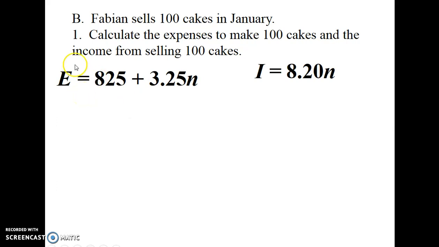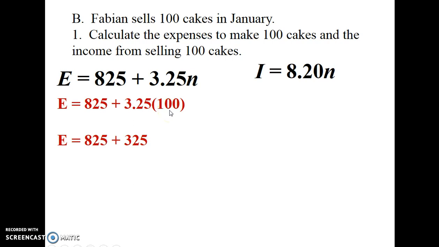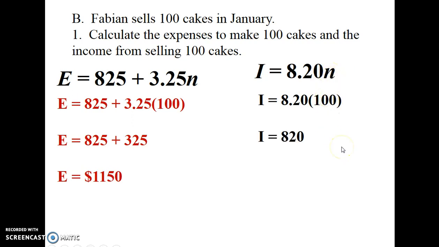So I first recopied the expenses equation, and then I substituted in 100 for n, and then I solved it, and I get that the expenses for January were $1,150. Hopefully you got that too. Now let's do the income. So I rewrote the income equation, and then I substituted in 100 for the number of cakes, and now I'm going to solve that, and I get this. So that's $820 was the income he had in January.